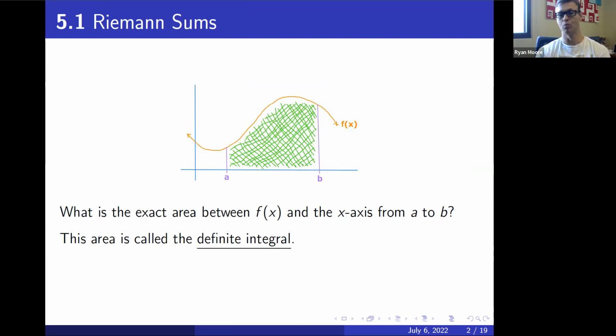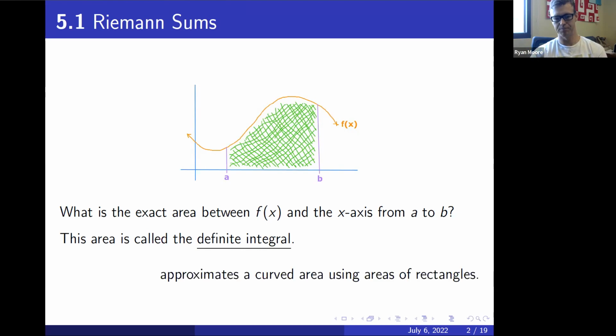We refer to that area as the definite integral. So it's kind of our goal that we're working towards right now. How do Riemann sums play into this? A Riemann sum, by the way, Riemann was a German mathematician, will approximate that curved area using the areas of rectangles. So in 5.1 with Riemann sums, we're starting from scratch.